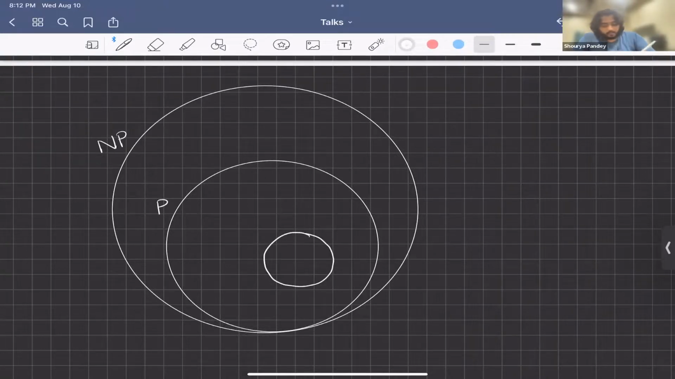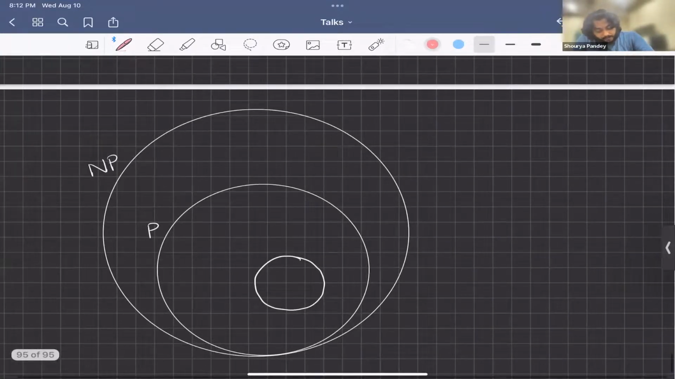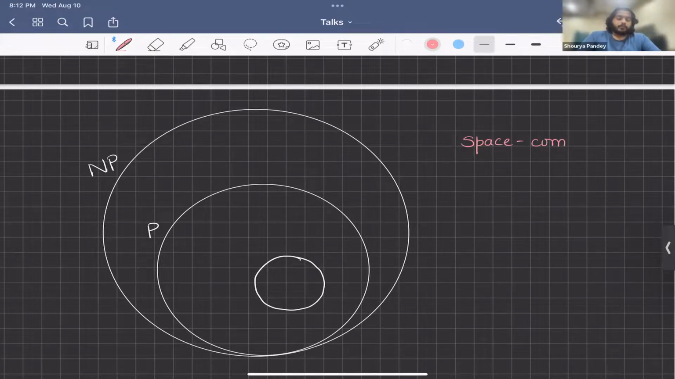So there is something called space complexity. What we mean by space complexity is roughly how much space is needed for you to solve it. Like a computer has memory, right?